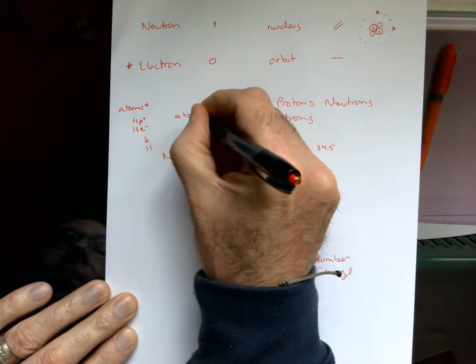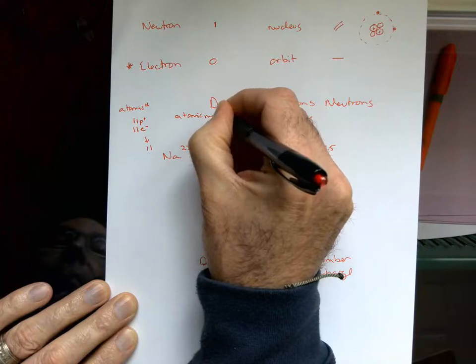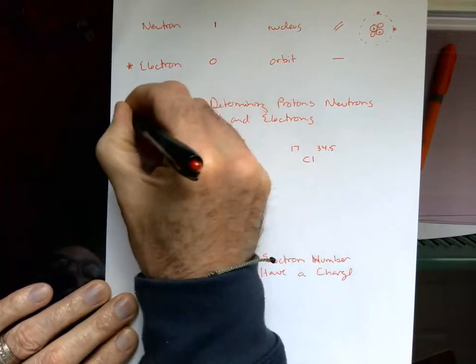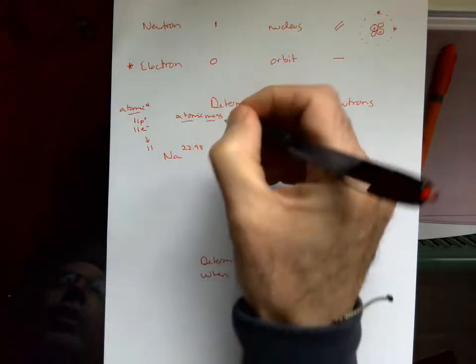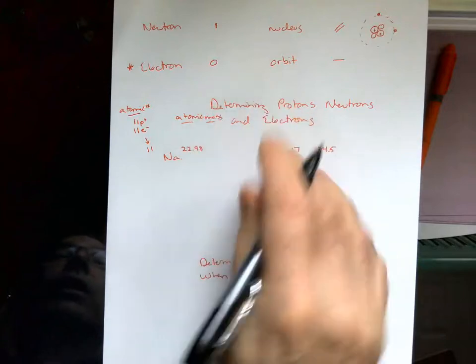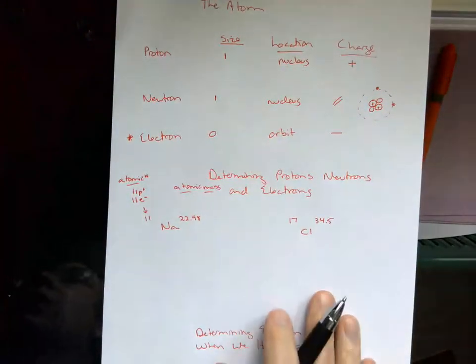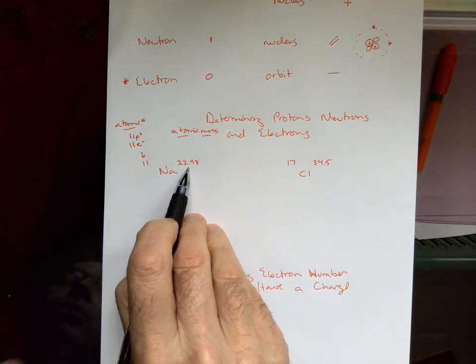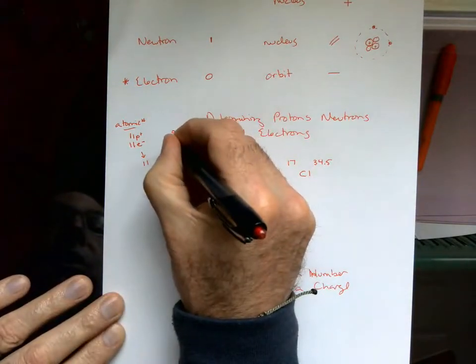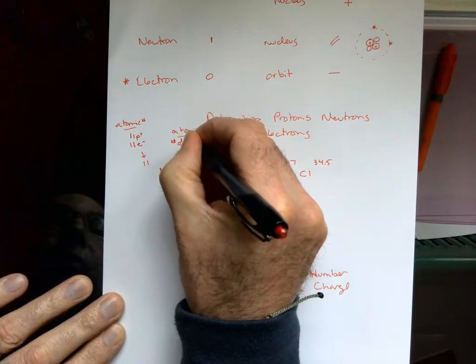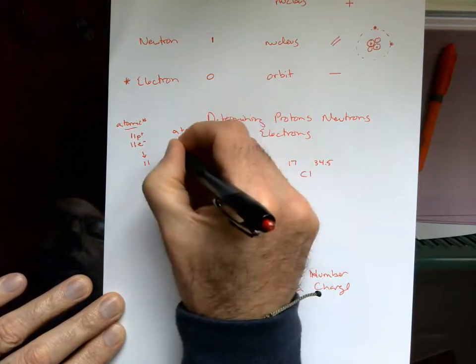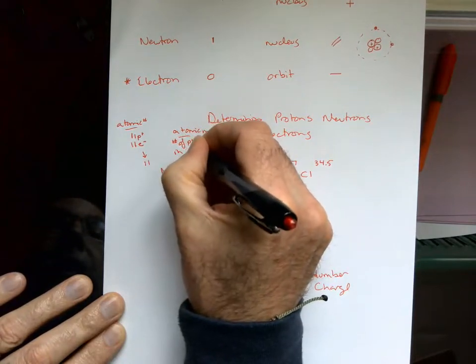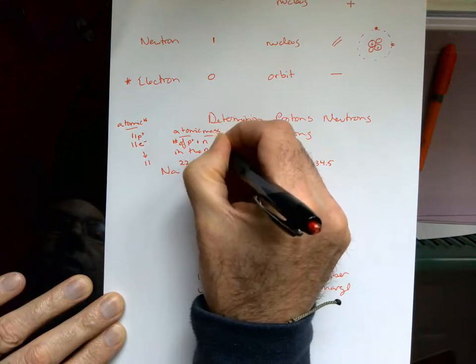This is the atomic mass, or mass weight, right here, the 22.9. Now, if every proton and every neutron has a size of 1, this tells you how many protons and neutrons are in the nucleus. So this tells us the number of protons and neutrons in the nucleus.